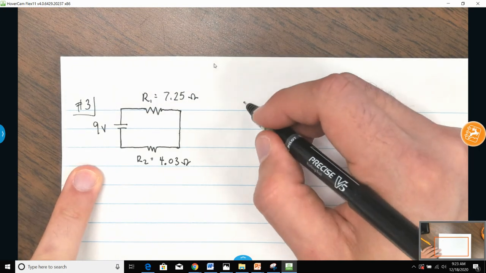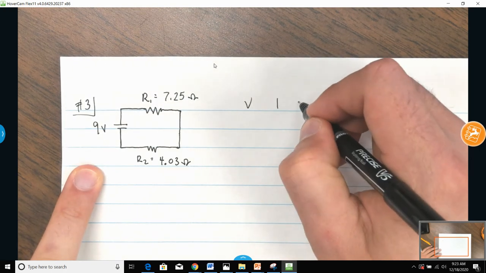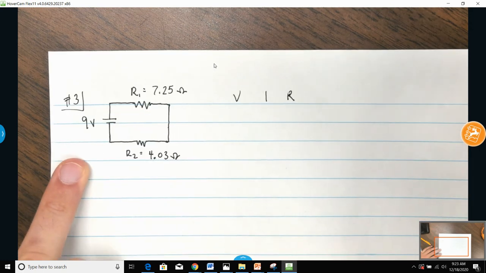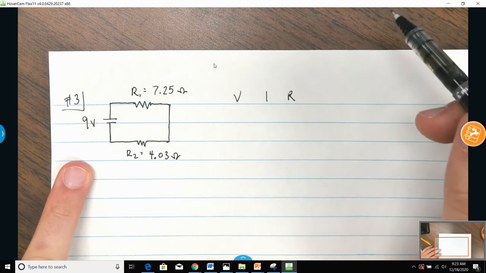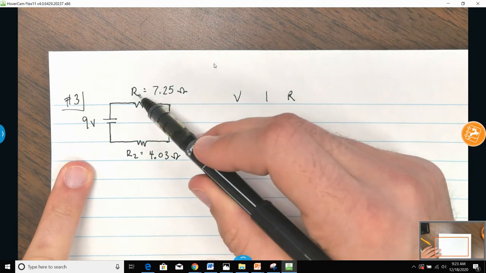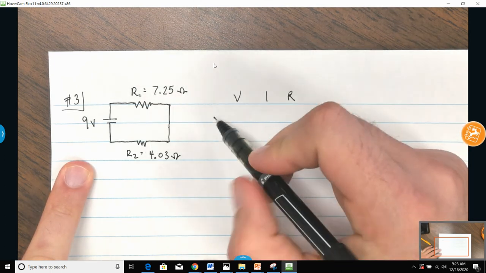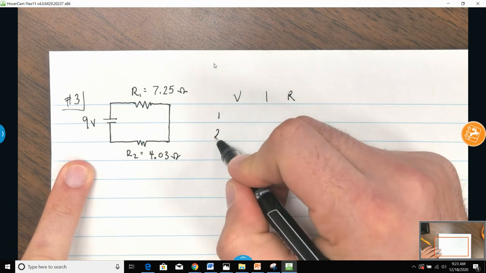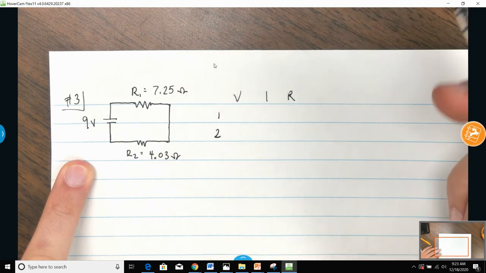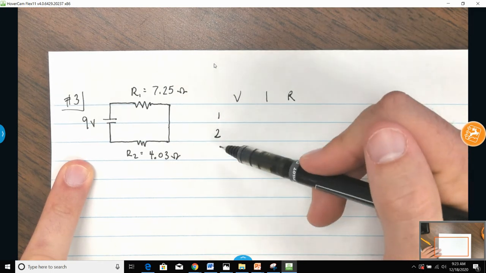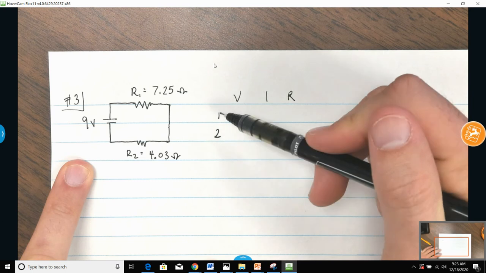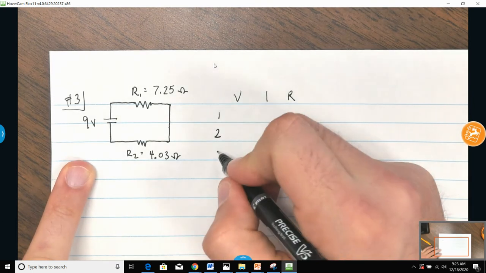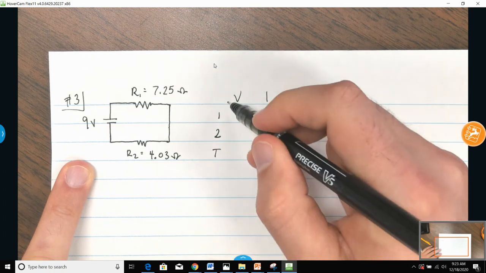So we have our voltage, we have our current, we have our resistors, or resistance. How many resistors do I have? I have 2. So on the left of V, I would put this for resistor 1, and this for resistor 2. Now, in the 2 problems that we've done previously, we've had 1, 2, 3, and then T. That's because we've had 3 resistors in each of those problems. Right now, we don't have a third resistor, so we're just going to have our total.